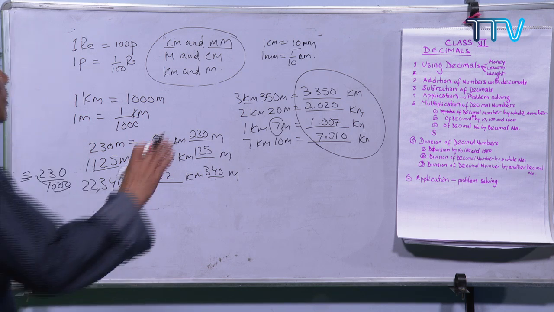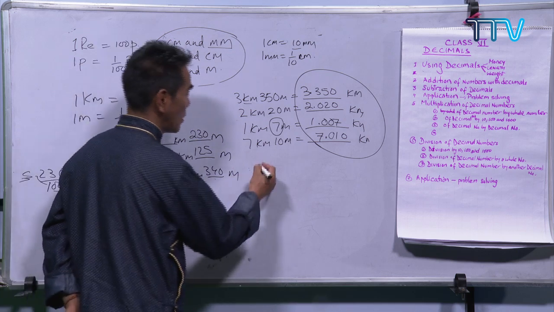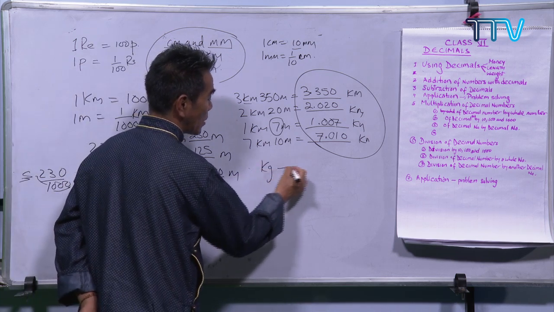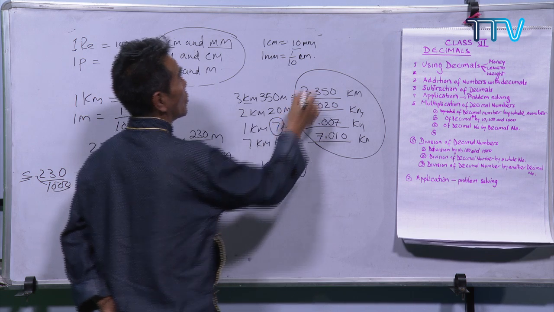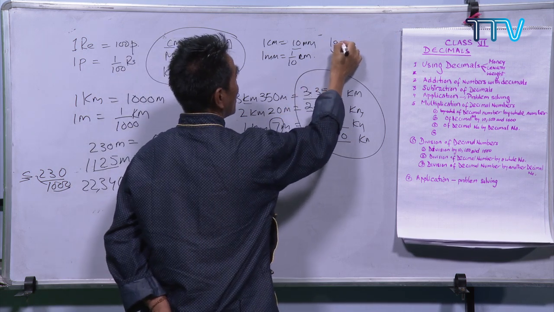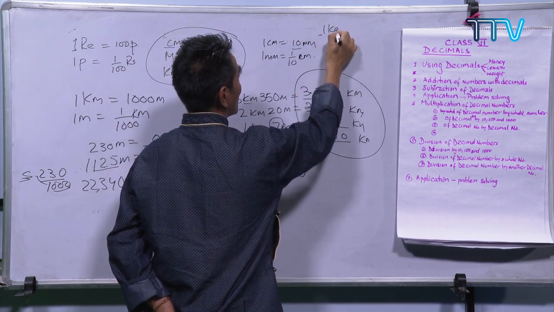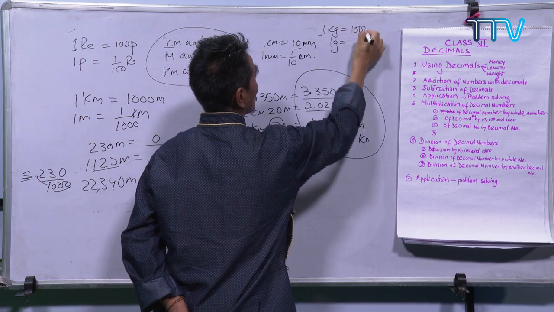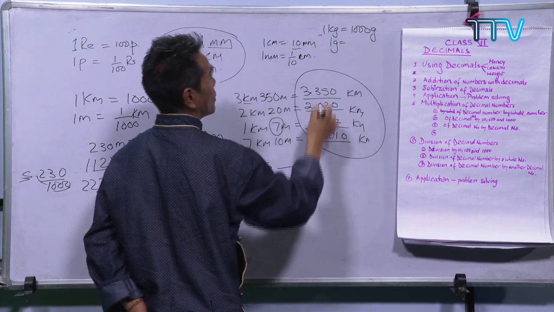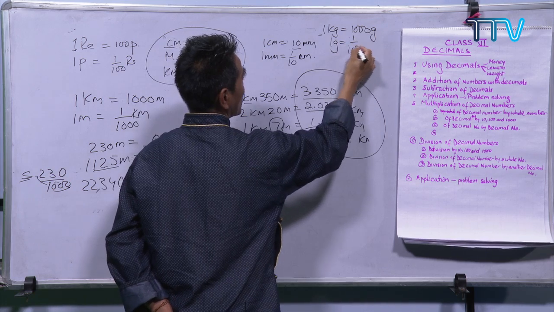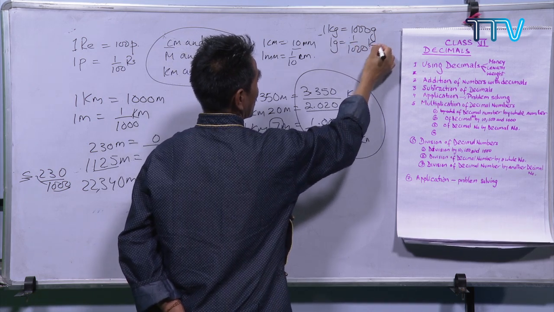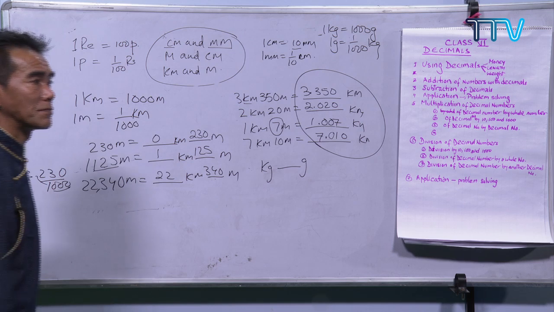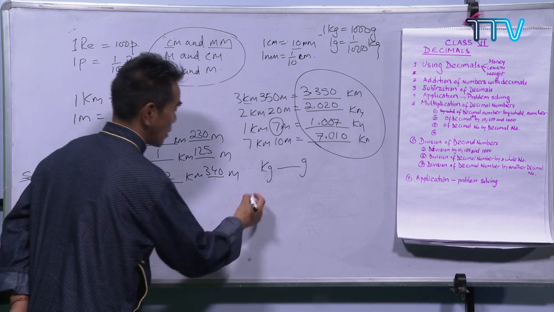When we talk about weight, we use kilogram and gram. 1 gram, and 1 kg means 1000 grams. 1 gram is 1 upon 1000 kg.